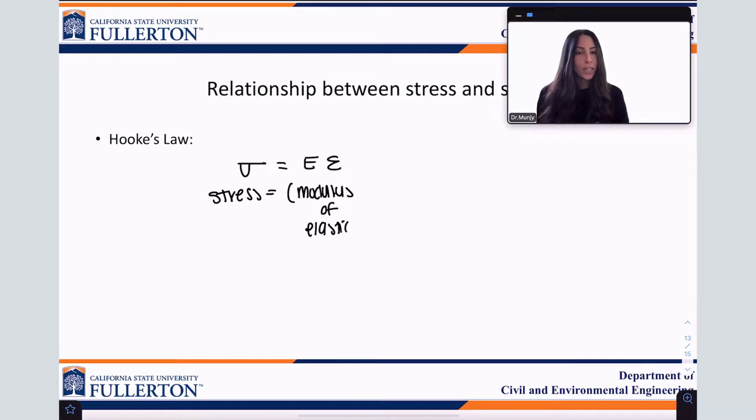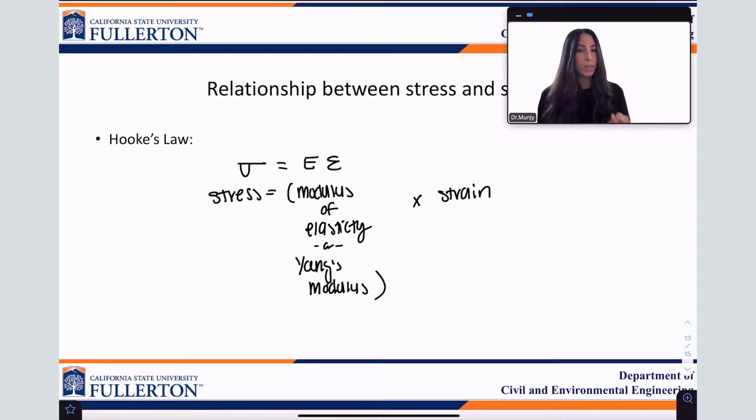We would have stress, sigma, is equal to the modulus of elasticity, which is also called Young's modulus. It's the same thing. We use the letter E to denote that, multiplied by epsilon, which is the strain in the element. So stress is equal to E, modulus of elasticity, times the strain.